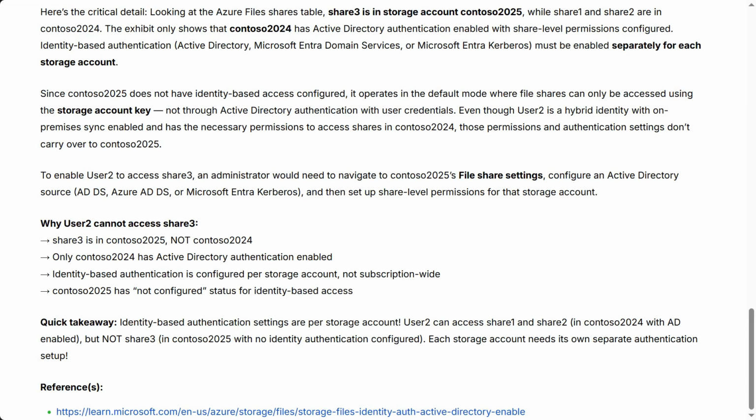Quick takeaway, identity-based authentication settings are per storage account. User 2 can access Share 1 and Share 2 in Contoso 2024 with AD enabled, but not Share 3 in Contoso 2025 with no identity authentication configured. Each storage account needs its own separate authentication setup.